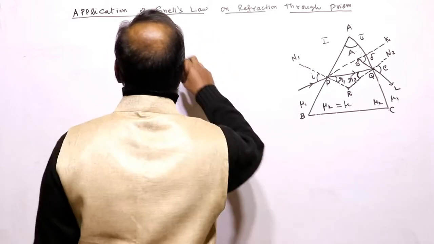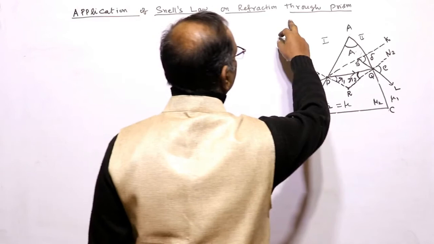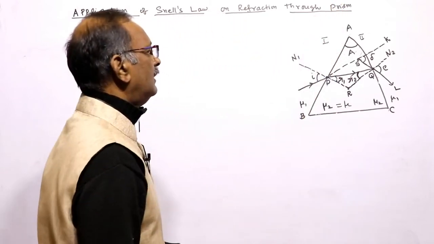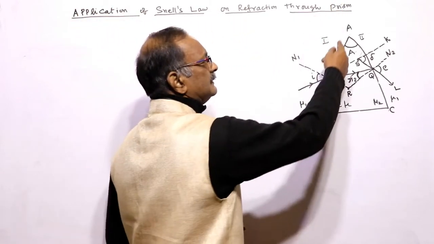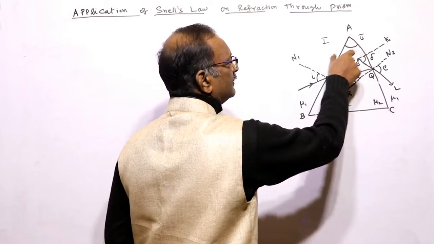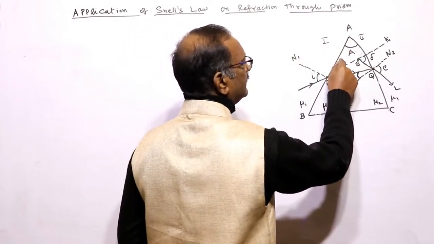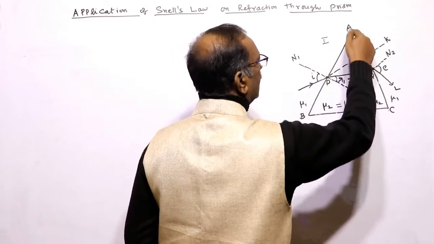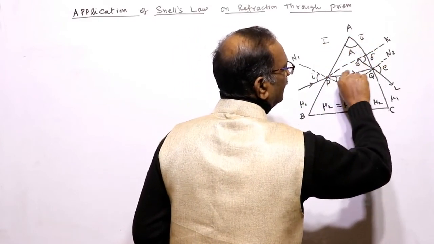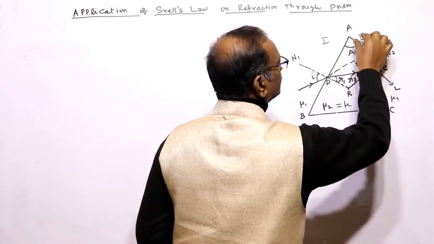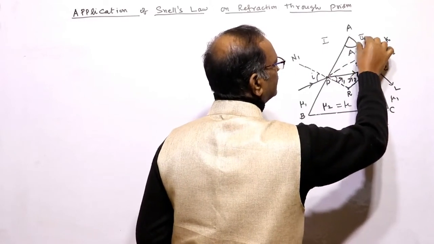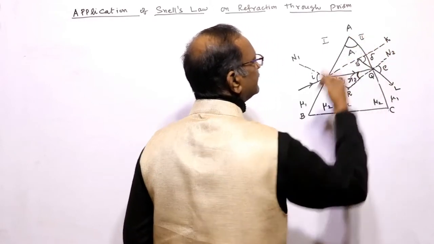Application of Snell's law on refraction through a prism. The prism has two refracting surfaces. Refraction takes place at the first phase AB, and the ray passes through the prism, and the second refraction takes place at the phase AC, that is the second phase.